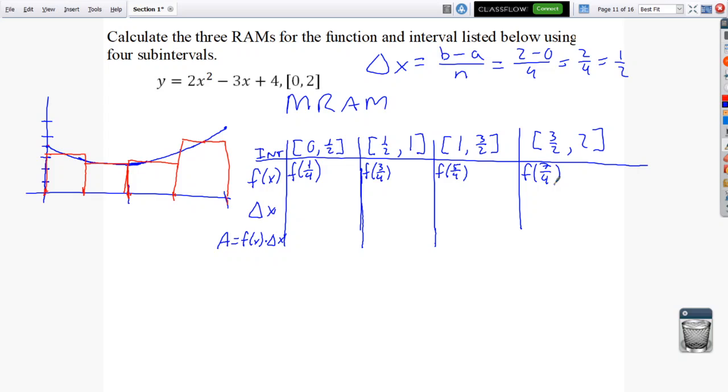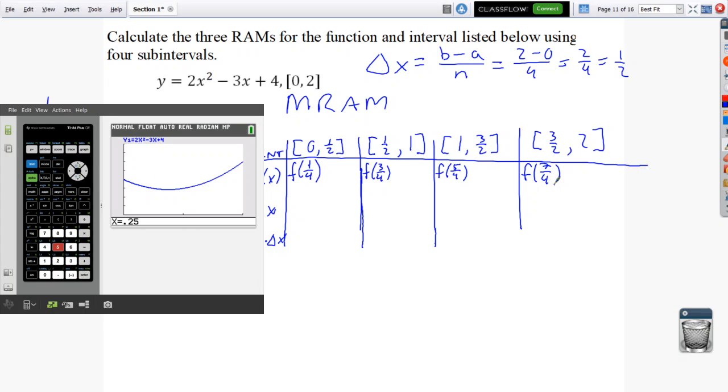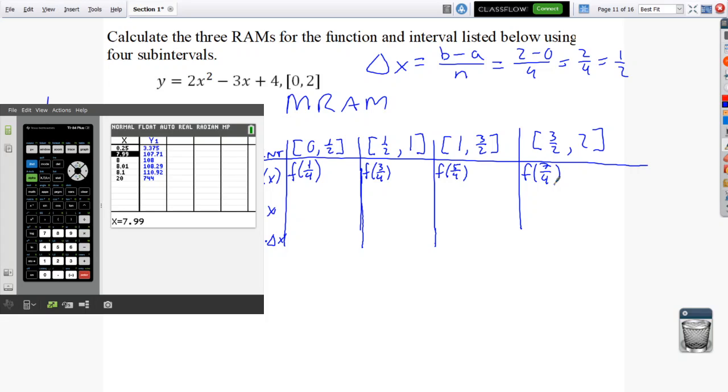So here, again, switching over to my calculator, I can find 1/4. Let's just go up to the table. 1/4, 3/4, 1 1/4, 1 3/4. So I can get all my values really simply there. 3.375, just reading them off, 1/4, 2.875. 5/4, 3.375 again. And 7/4, 4.875. Now here we have our delta x, again, since same calculations, 0.5 across the board.